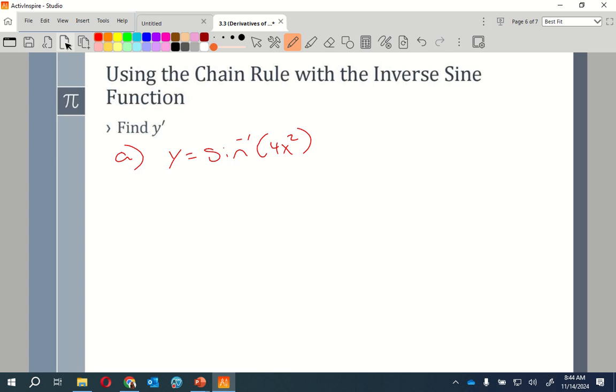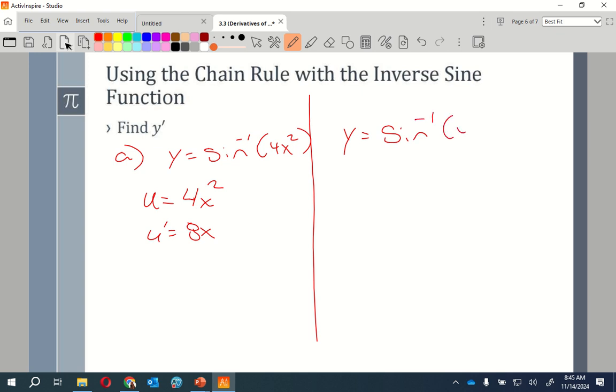All right. So now I'm looking at this problem. First thing you should say is, what do I have to do first? I've got to u sub, right? Why am I u subbing? Is this going to be a chain here? There we go. It's a chain, so I have to u sub that one. So my u is going to be equal to 4x squared. U prime is 8x. Now y is equal to inverse sine of u.